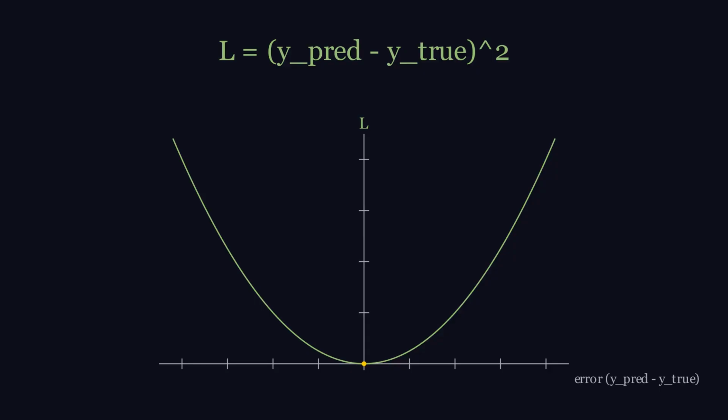At error equals 0, the loss is 0. The network is exactly right. At error equals 2, the loss is 4. At error equals 4, the loss is 16.